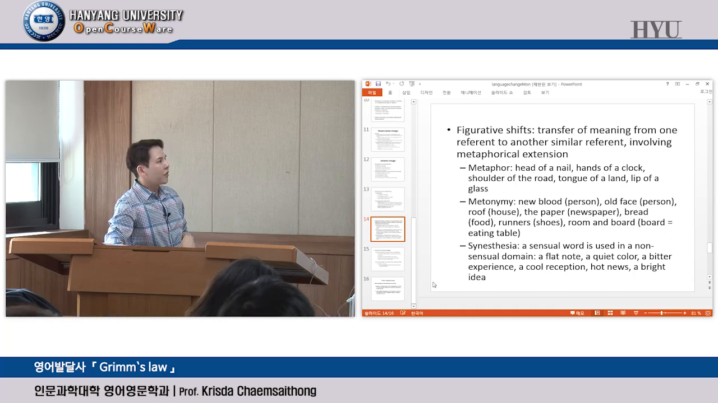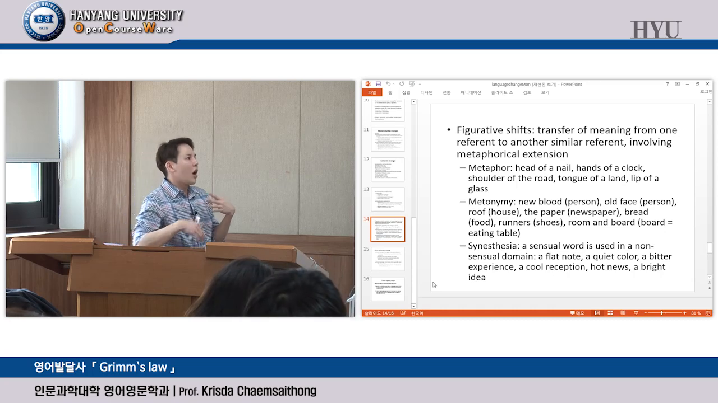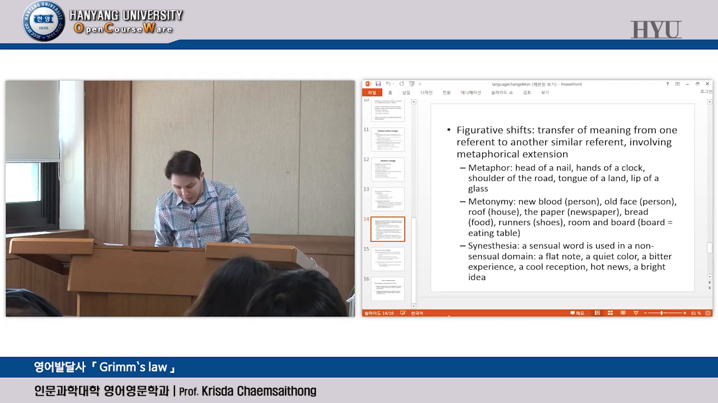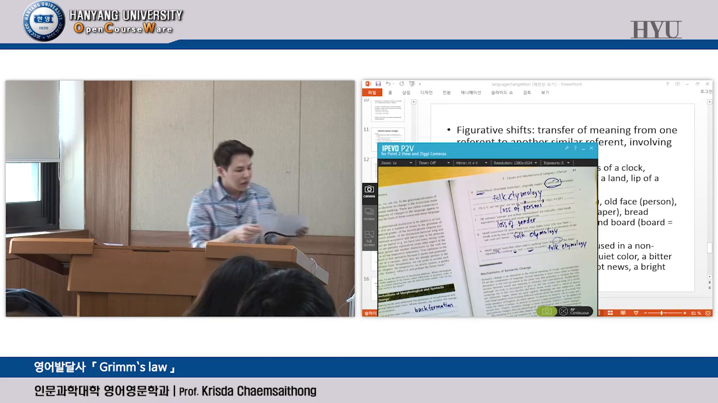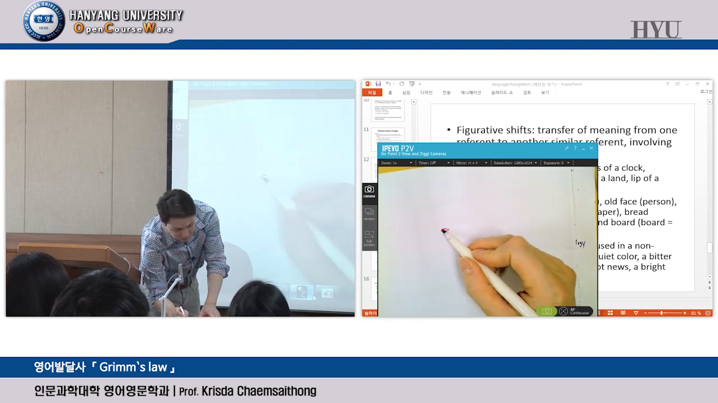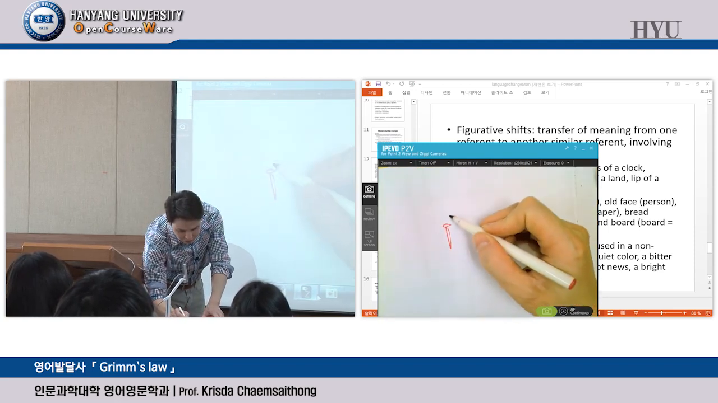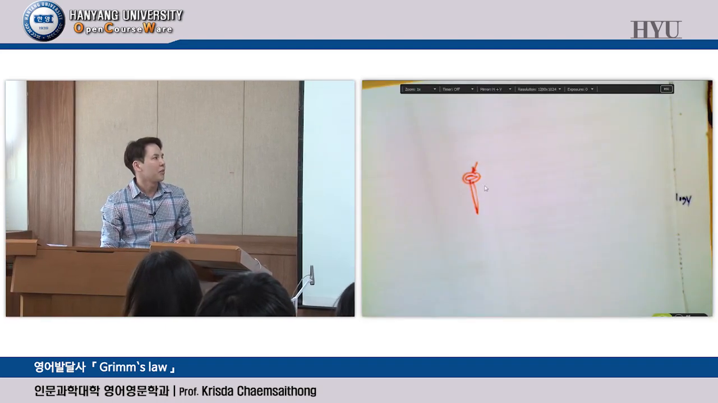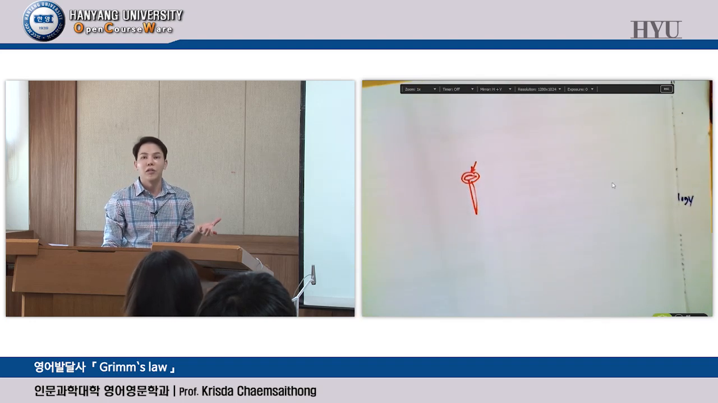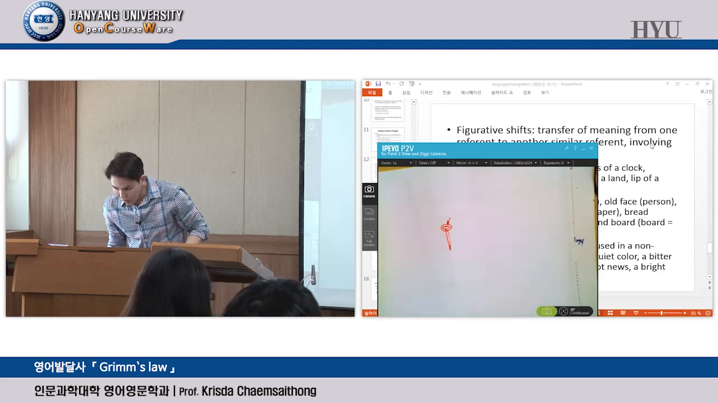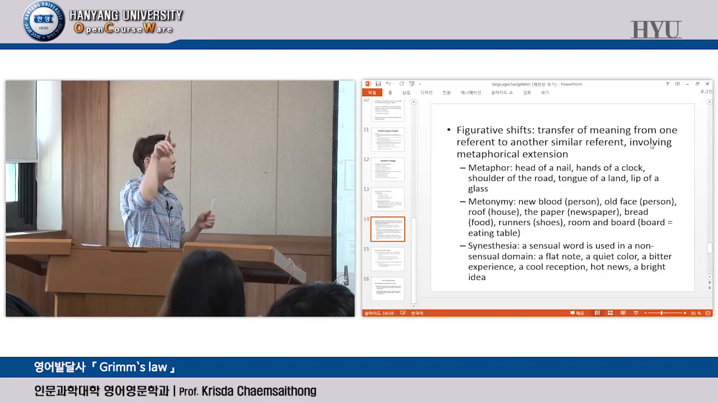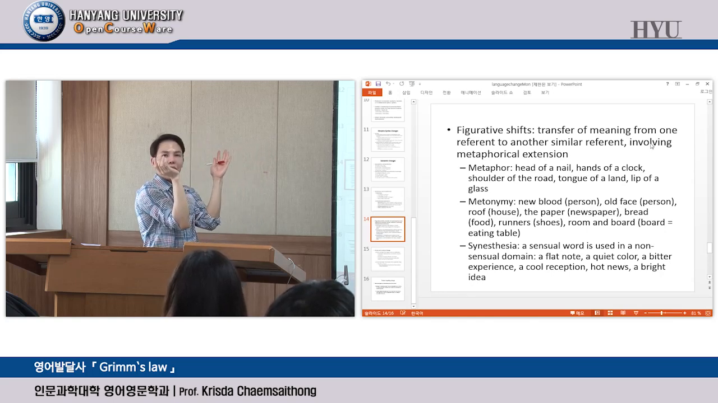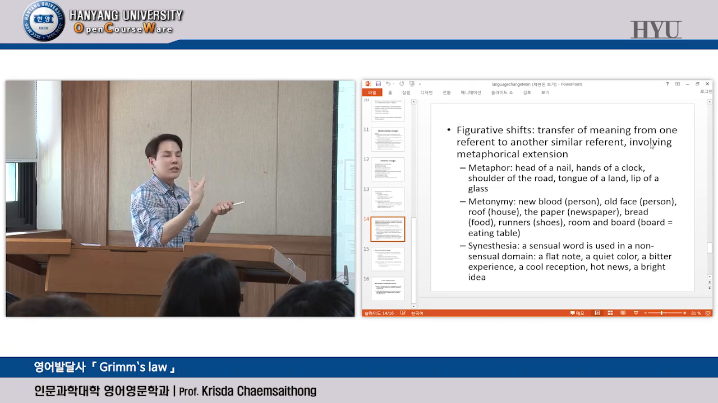So for example, metaphors like head of a nail. So of course a nail cannot have a head like this, but from the appearance of a nail, you might think that, so this is a nail, right? So nail like this. So you might think that this part resembles a person's head. Right, so this part resembles a person's head, so you call it the head of a nail, right? Or hands of a clock. When you look at a clock, there are two main kinds of sticks that come out. So you compare those things to hands. So hands of a clock, like that.